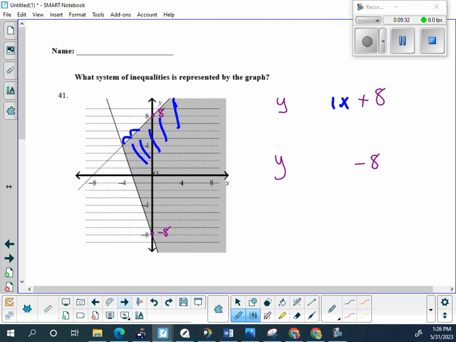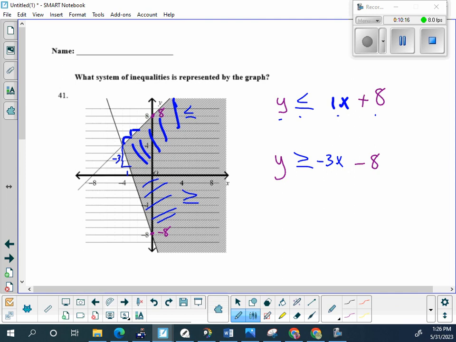This is shaded below, and shaded below is less than. It's a solid line, so less than or equal to. So this one would be y less than or equal to x plus 8. The other one is going downhill, down 3 over 1. So that slope is negative 3x minus 8. This one's shaded above, so it's greater than or equal to. The other one was shaded less than or equal to. So that would be the answer.